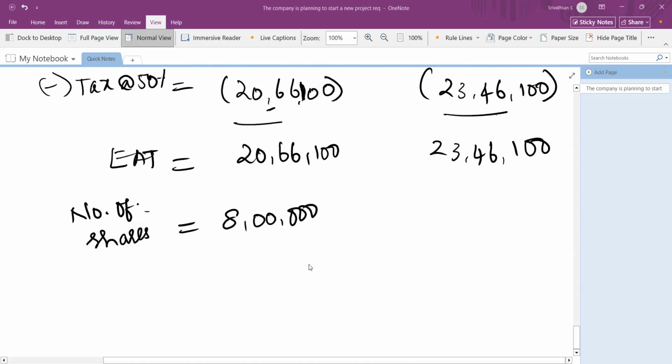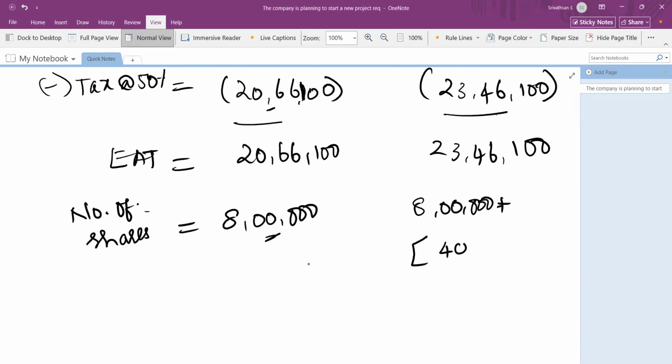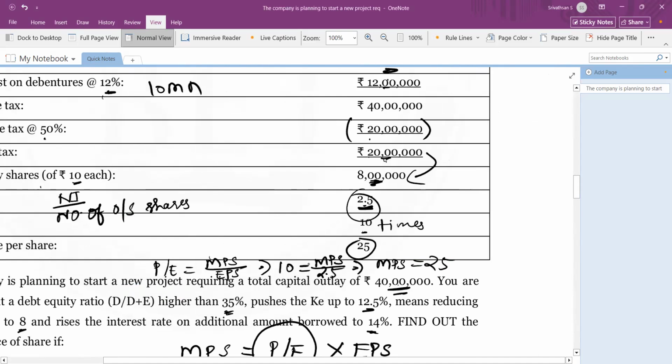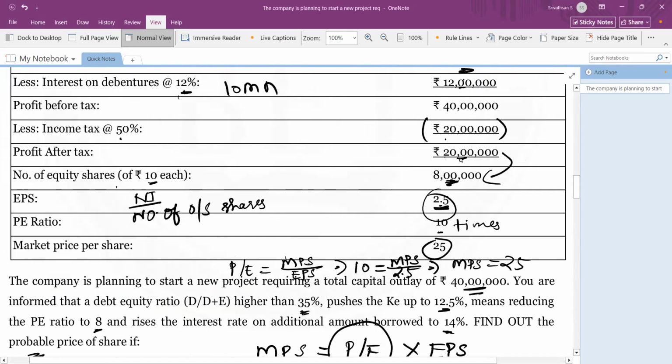So now let's see how to calculate the total number of outstanding shares under financial plan 2. Under financial plan 2, we have 8 lakh equity shares outstanding. That is going to be the same. 8 lakh plus we need to add the additional equity shares that are issued, right? So what is the total amount of capital the company has raised in the form of equity share capital? It is 4 million or 40 lakhs. At what price has the company issued these new equity shares? It is given in the question that the existing market price is 25 rupees per share. So we can assume that the new equity shares are issued at the current market price.